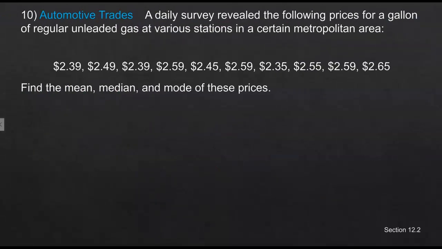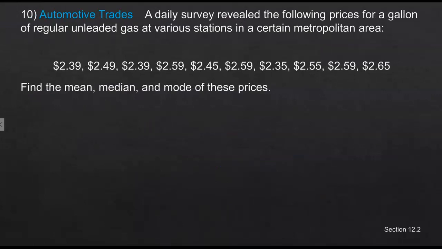Okay, we have one last problem in about 3 minutes. Okay, so we're going to find the mean, the median, and mode. This is a daily survey. Prices for a gallon of regular unleaded gas. Not lately, right? Because these prices are too low, but this is from your textbook. Okay, so we're going to find the mean.